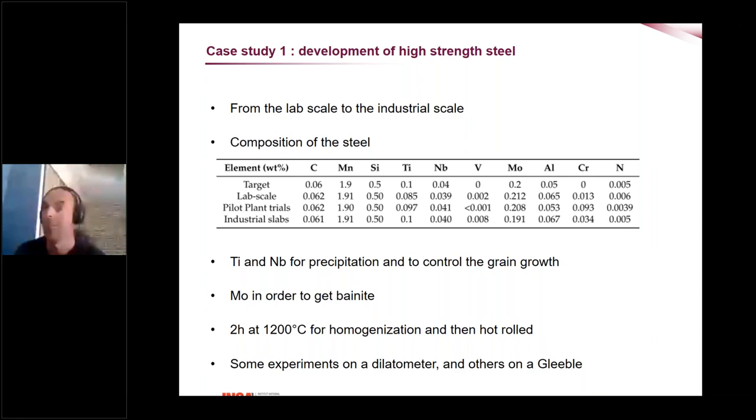So that's the composition of the steel we ended up with. For the people who are familiar with this type of steel, we use titanium and niobium for precipitation, but also to control grain growth. However, we need to know at what step of a thermomechanical route we need precipitation. We use molybdenum in order to get bainite. The first thing we had to do after the elaboration was homogenization at 1200 degrees C, and then it was hot rolled. We did some experiments on the Gleeble, some on a dilatometer, just because we had a lot of different steels, so we shared between two labs.